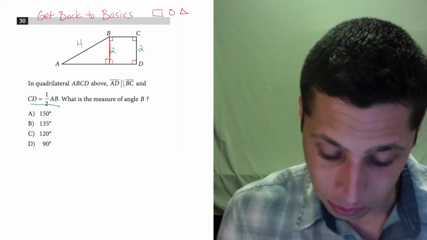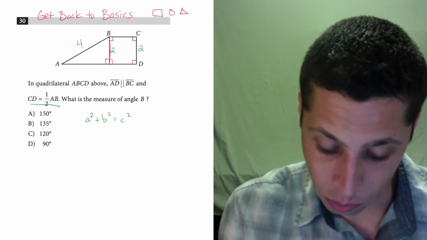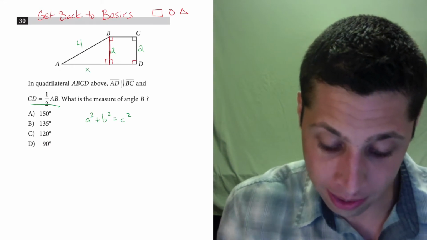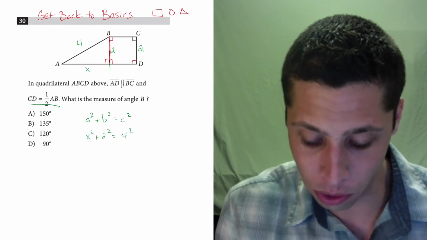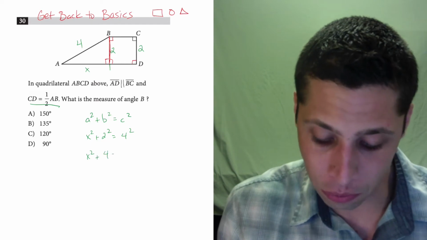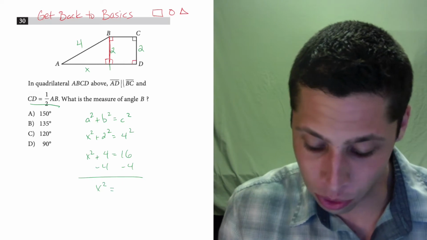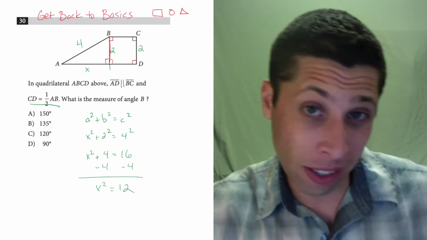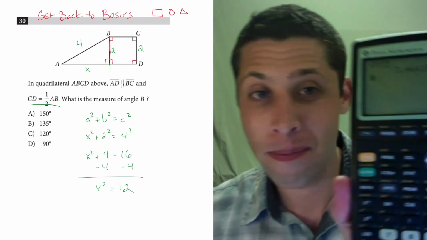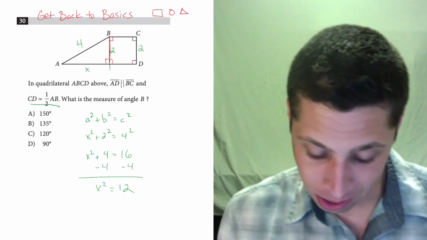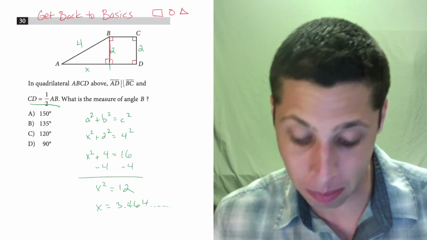It's going to be messy though, right? So a squared plus b squared is equal to c squared. So we can do this side as the x side, from here to here. X squared plus 2 squared equals 4 squared. X squared plus 4 is equal to 16. Subtract 4. X squared is equal to 12. Now I think this is a case where most of you are going to reach for that calculator and be like, okay, what's the square root of 12? It's a messy number, okay? So x is equal to 3.464, and so on.